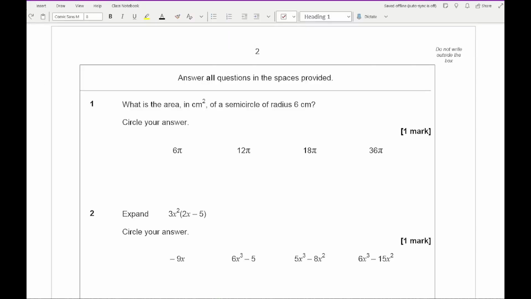So let's get started on question 1. Question 1 reads, what is the area in square centimetres of a semicircle with radius of 6 centimetres?